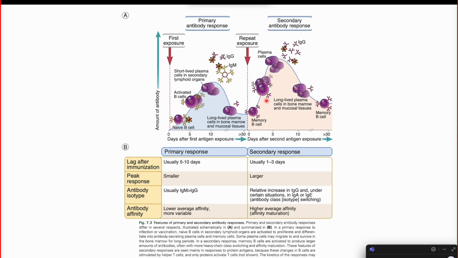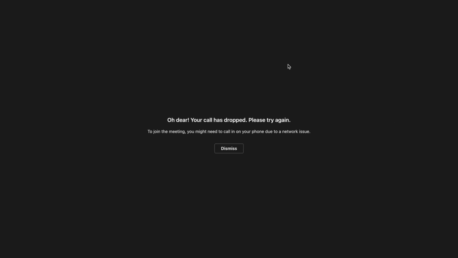These memory B cells will proliferate and will start secreting more effective, more specific antibody, and in the secondary response primarily it will be IgG.